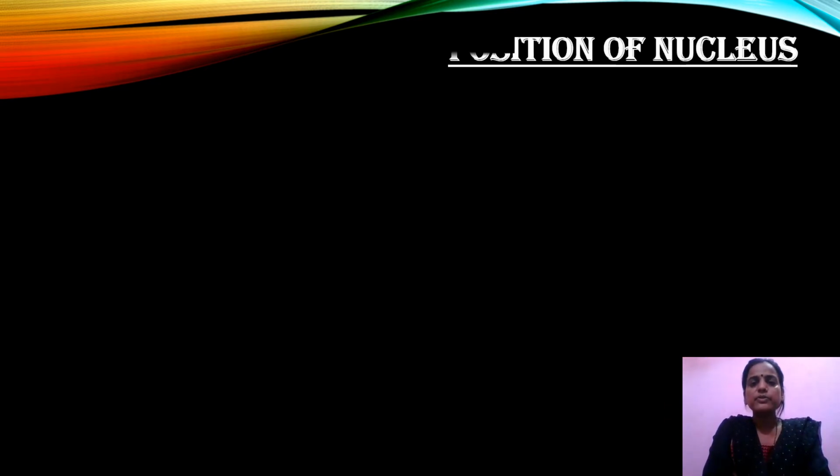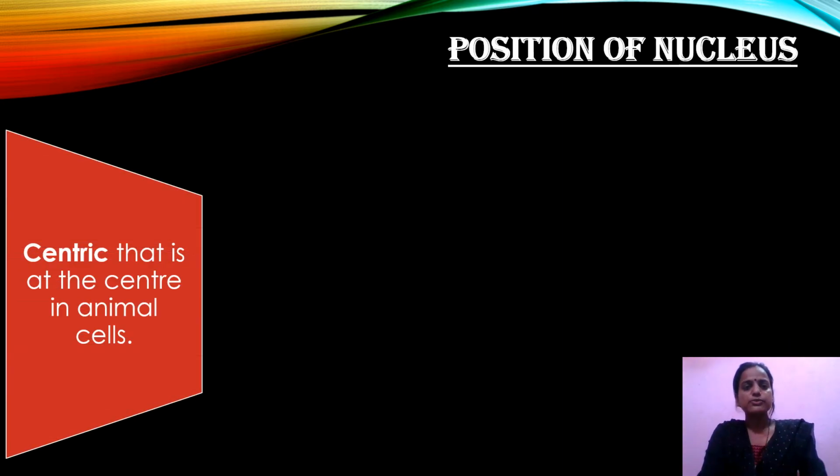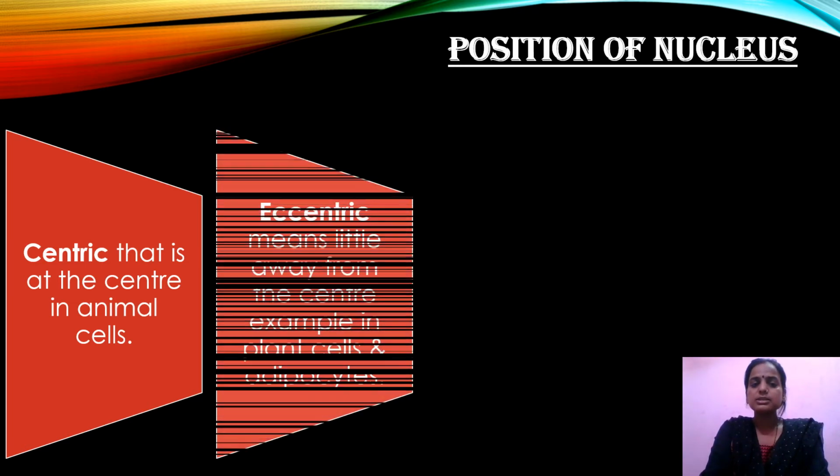Okay, so moving on to the position of the nucleus. It is not necessary that the position of the nucleus is fixed in every cell type; the position of the nucleus may be different in different types of cells. First of all, talking about centric. Centric means that the nucleus is present in the center of the cell. We all know that in animal cells, the nucleus is at the center of the cell.